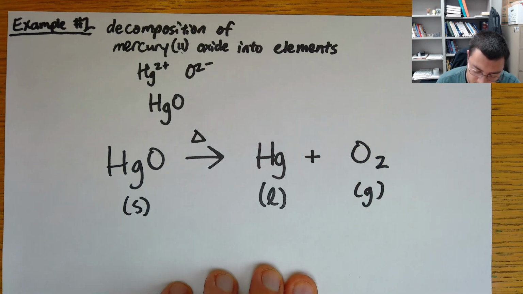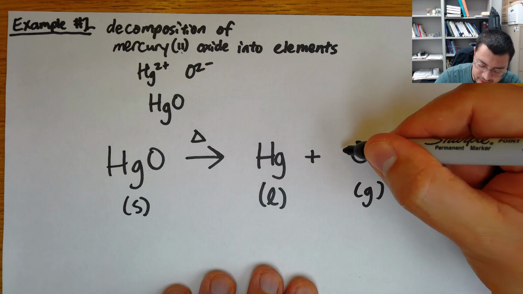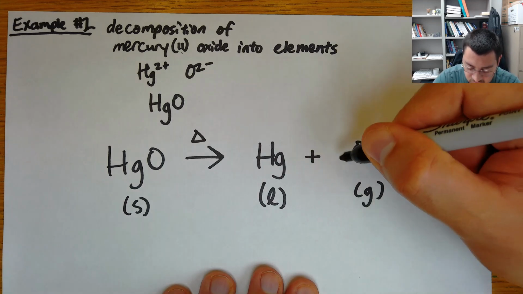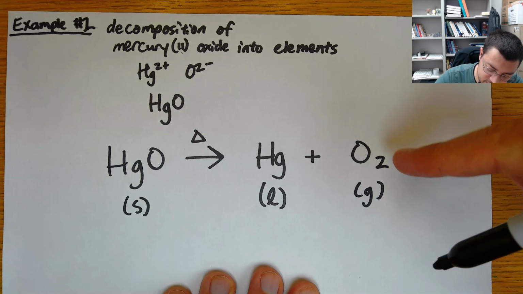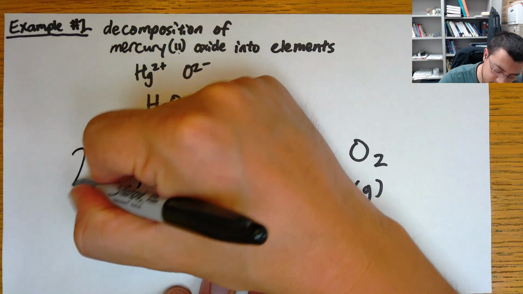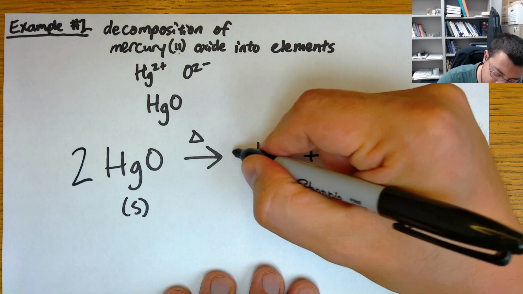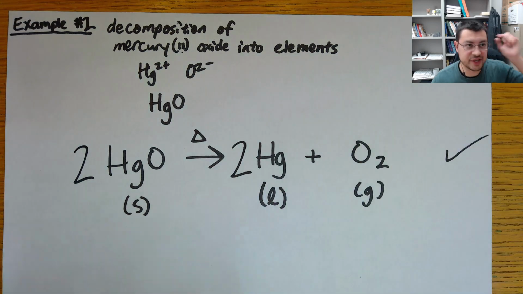All right. To balance this, you could put a 1/2 here or a 0.5, or I'm just going to go with this. I have 2 here, so I need 2 there. That makes 2 mercury, so I put a 2 there. And that reaction is done. One more example.